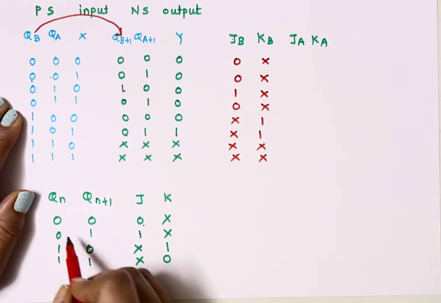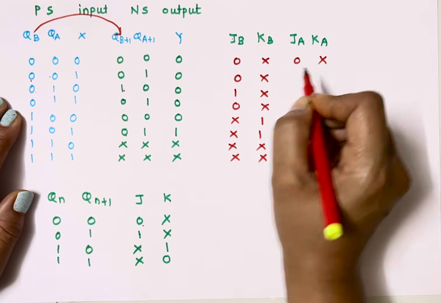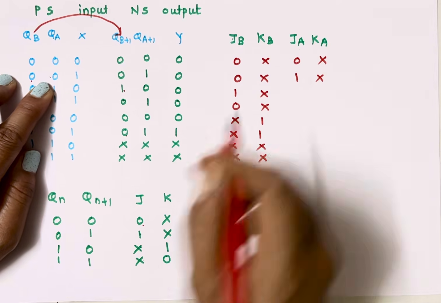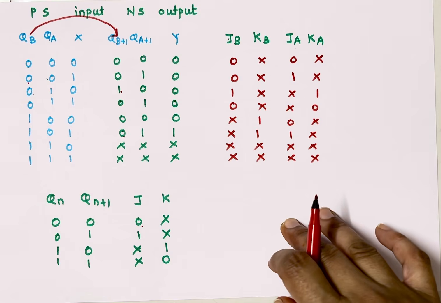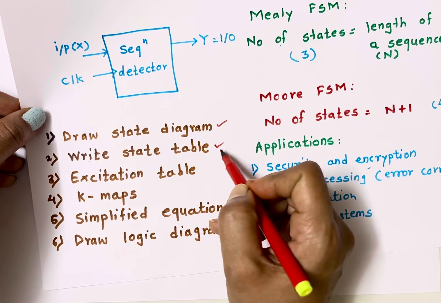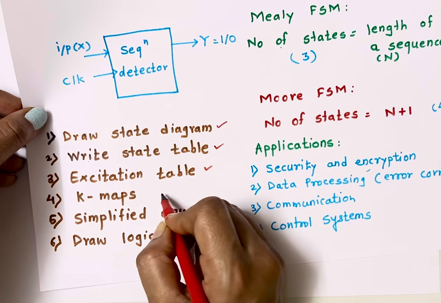For 0 0, 0 don't care. 0 1, 1 don't care. So our table is ready. State diagram done. State table done. Excitation table done. Next step is K map.